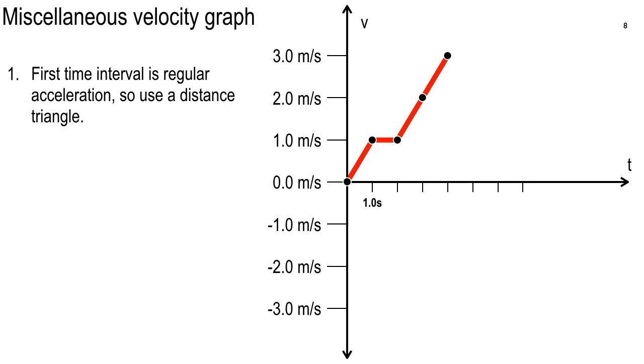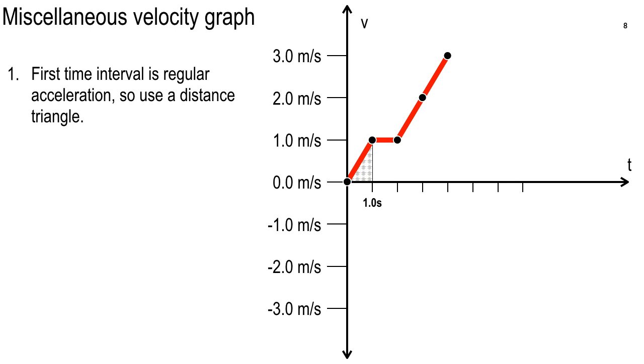Better graph this in or sketch this into your notes, because I'm going to ask you a calculation about this. This kind of a combo graph, a little bit of acceleration, a little bit of constant velocity. The first interval is a regular acceleration, so you're going to use a distance triangle. Here it is. I shaded it in, kind of cross-hatching here.